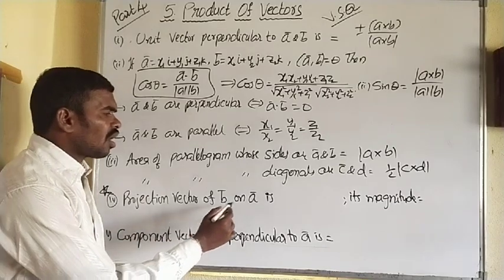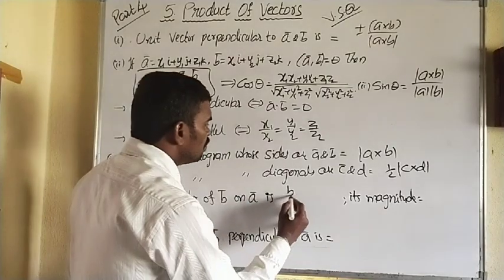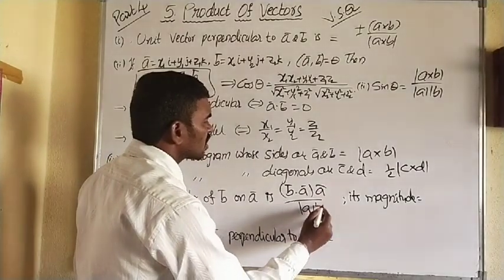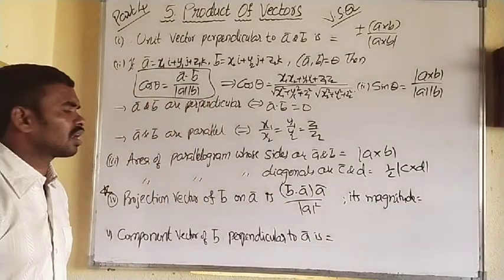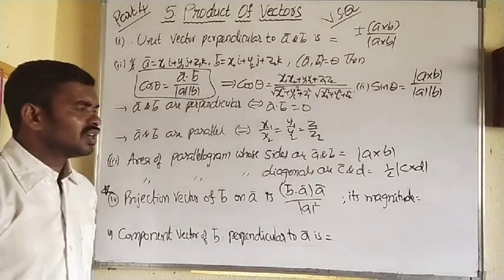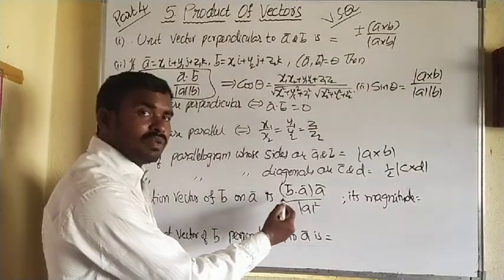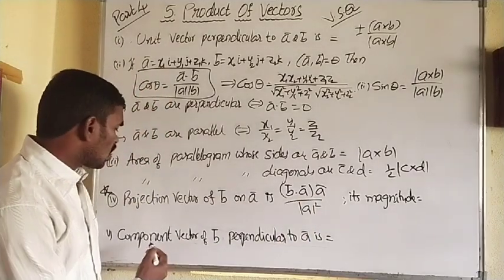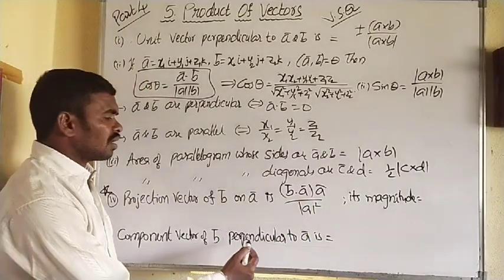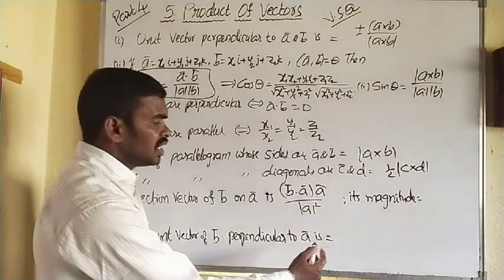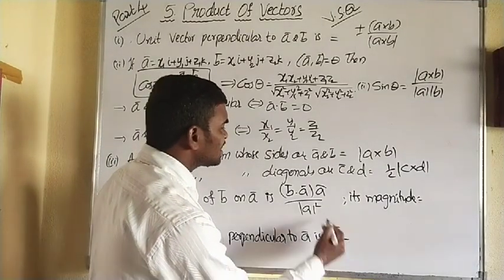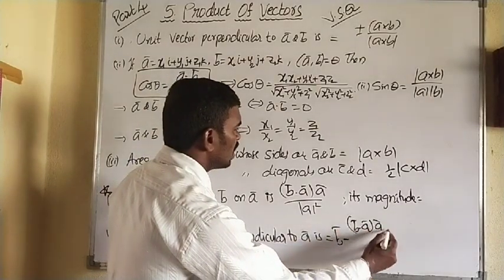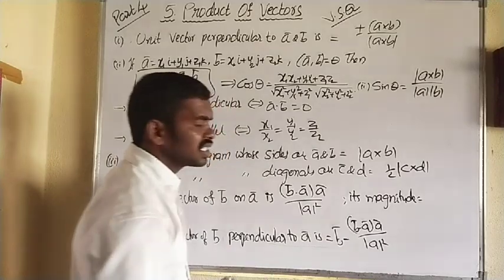The projection vector of B bar on A bar is B bar dot A bar into A bar by mod A square. So this is the projection vector of B on A. Similarly, the component vector of B perpendicular to A bar is B bar minus the same, that is, B bar minus B bar dot A bar into A bar by mod A square. Okay, these are the formulas.